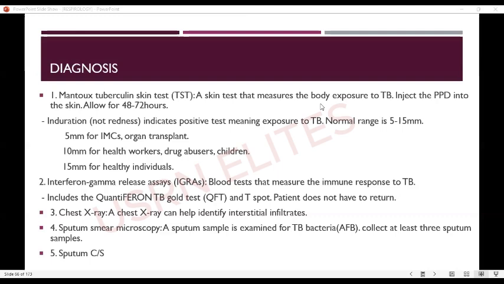If the client is immunocompromised, it's still positive. You take 5. So immunocompromised means 5 to 15. The client is always positive. If it is a health worker, it's 10 to 15. Then if it's a healthy individual, it's 15 millimeters. If it's less, then you are not determined.